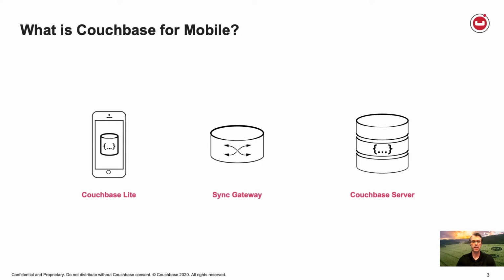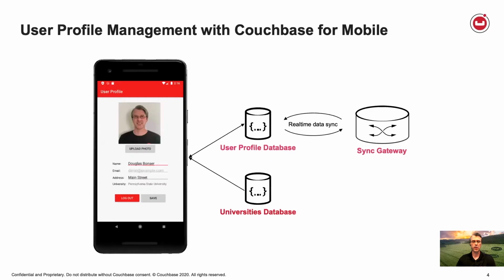All right, and the intent is that when all three are working together, they provide real-time data sync from the edge through Sync Gateway to Couchbase Server and vice versa. Changes made on the server side are pushed in real time down through Sync Gateway out to the edge. So I'm going to show this through this user profile management app. This is a demo that is available on our website that you could download and walk through yourself.